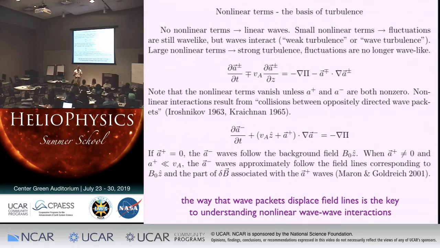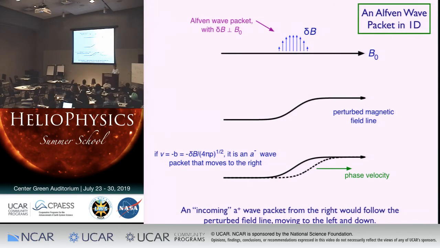Turns out you can show that what is actually happening is that the A minus wave field is following a special kind of magnetic field line. It's not the field lines of the background magnetic field, which are all straight. It's the field lines that you would get if you added up the background field in the z direction plus the counterpropagating Alfvén waves. And it turns out that the way the wave packets displace the field lines is the key to understanding nonlinear Alfvén wave interactions. It's the key to understanding how the Alfvén wave eddies break up. Let me show you what I mean.